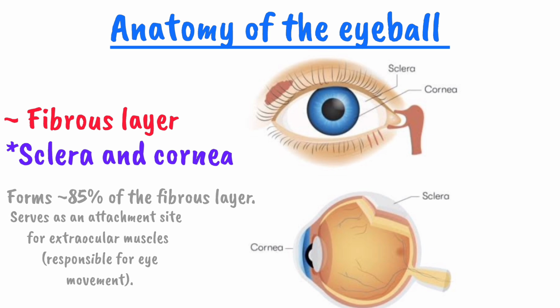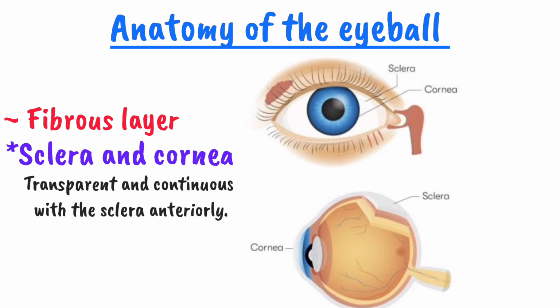Then the cornea. The cornea is transparent and positioned centrally at the front of the eye. It refracts incoming light, allowing it to be focused on the retina. This smooth curved structure plays a crucial role in vision by bending light rays appropriately.